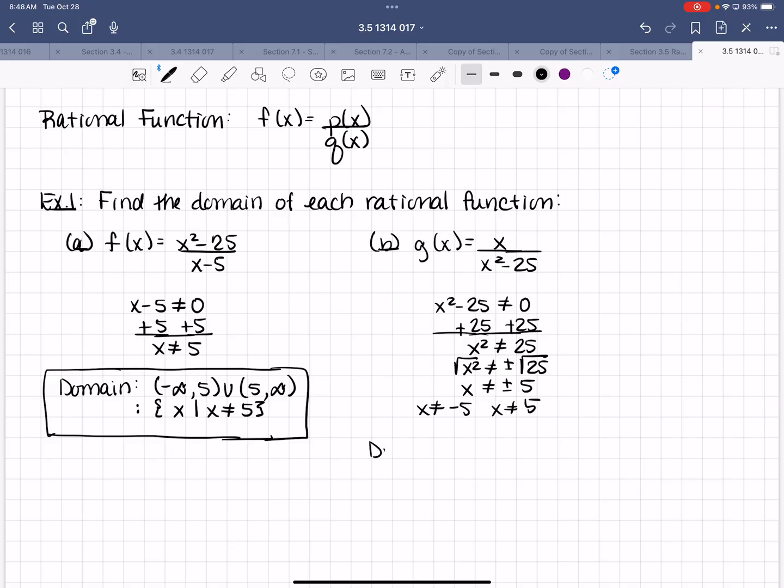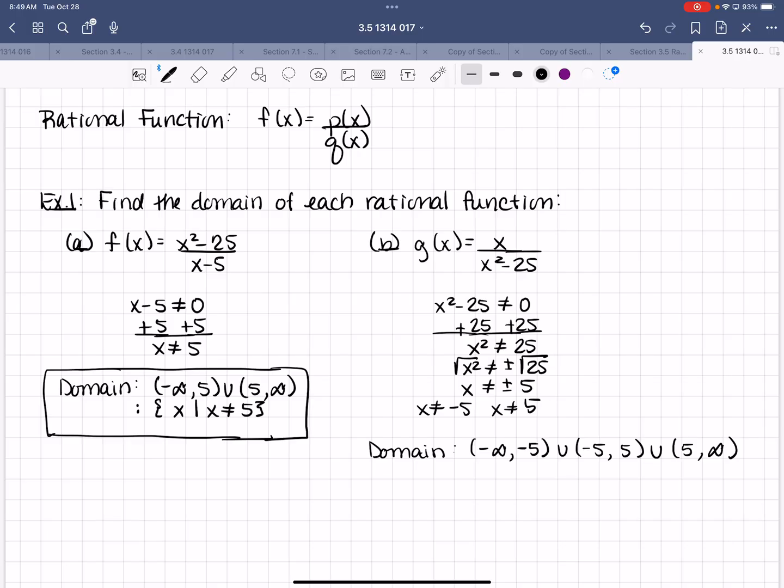That's going to give me a rather long interval notation there. I can use everything from negative infinity up to negative 5. Then I can't use negative 5, so I put that parentheses on there. I'm going to unite that with negative 5 to positive 5, because I can use all the values between negative 5 and 5. And then I'm going to unite that with 5 to positive infinity. Like I said, the interval notation there is a little long.